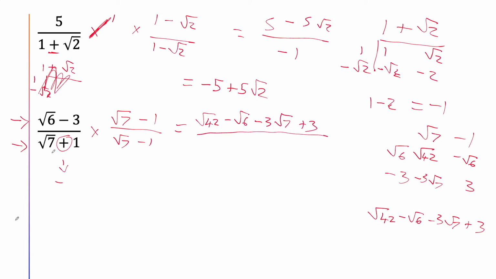All over the denominator, which we still have to multiply out. So let's try it again. Root 7 plus 1 and root 7 minus 1. Let's make the grid.